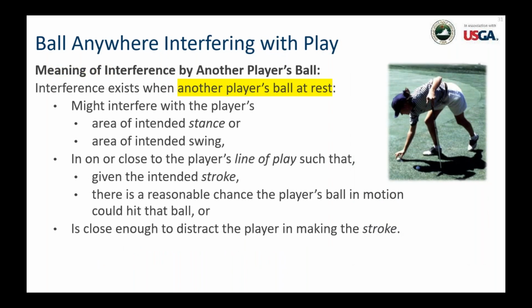Now we're moving into a ball anywhere interfering with play. The meaning of interference by another player's ball is that interference exists when another player's ball is at rest, it might interfere with the player's area of intended stance or area of intended swing, it is on or close to the player's line of play, so that given the intended stroke, there's a reasonable chance the player's ball in motion could hit that ball, or is close enough even to distract the player when making a stroke. So some mental interference.